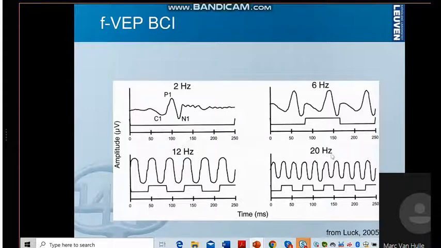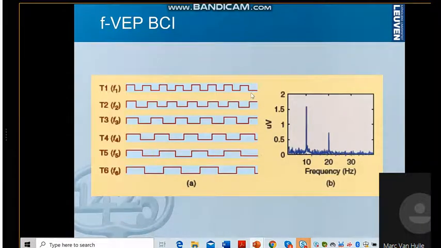Different targets will have different frequencies of periodically flashing targets. So this is, of course, what you will use. If it's a 6 hertz target or a 12 hertz target or a 20 hertz target, if you do a frequency analysis, you can figure out which target you're paying attention to. And this is shown in the next slide.